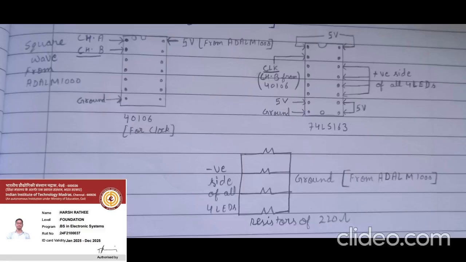So in this experiment we use three ICs. One is 40106, second is 74LS163, and one another IC which we will talk about later. Our IC 40106 is used to provide a clock to IC 74LS163.